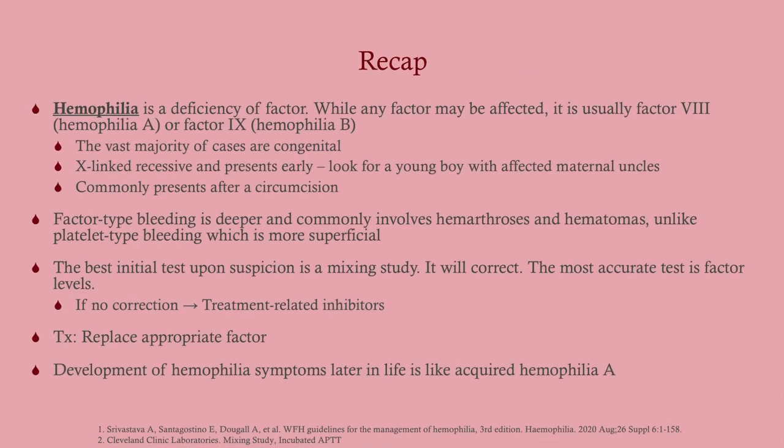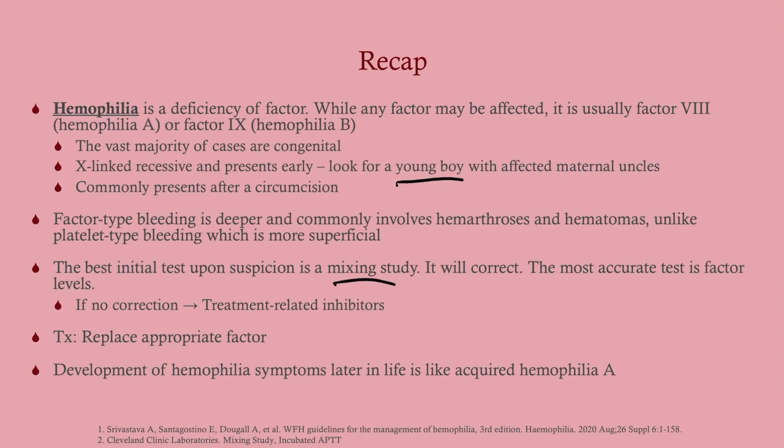So to recap, hemophilia is a deficiency of factor. A is factor 8, B is factor 9. They look identical. They're both X-linked recessive, so look for a young boy with affected maternal uncles, just like any X-linked recessive disorder. It commonly presents after a circumcision, so look for that on your test questions. Factor type bleeding is deeper, commonly involves hemarthroses and hematomas, whereas platelet type bleeding is more superficial, think menorrhagia, gum bleeding, and so forth. The best initial test is a mixing study.